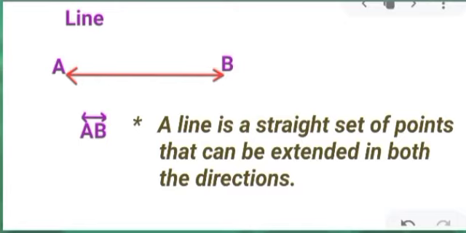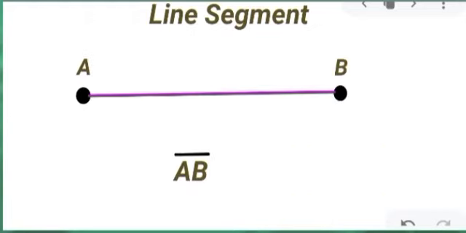Next, the explanation of a line. A line is a straight set of points that can be extended in both directions. So this is the explanation of a line. Next we can see the line segment.